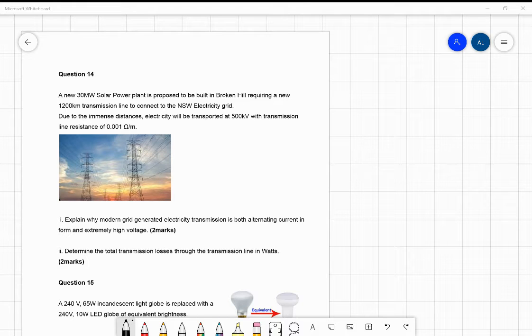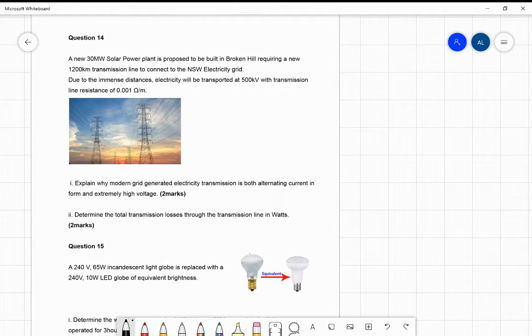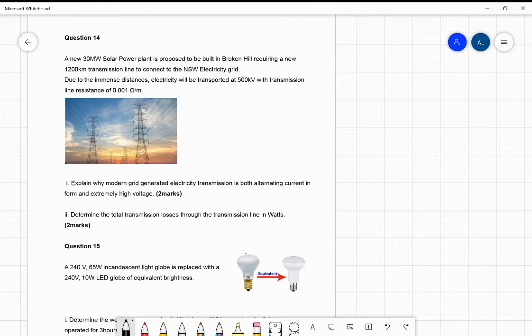Now, the first part of the question asks you to explain why modern grid electricity transmission is both alternating in current, in form, and extremely high voltage. Okay, so DC current cannot be easily transformed up and down in terms of voltages. So because AC can be transformed into high voltages using a transformer, we use AC. And this kind of leads on to the next part.